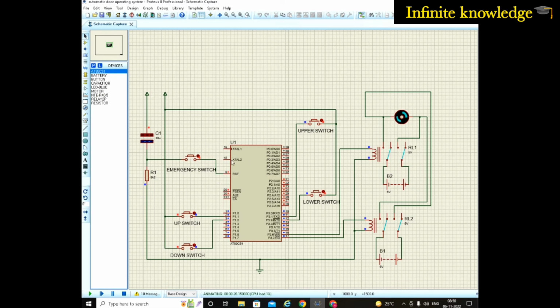For any emergency or interruption, you can press this switch to immediately stop the system. So this is how a simple but unique door operating system works.